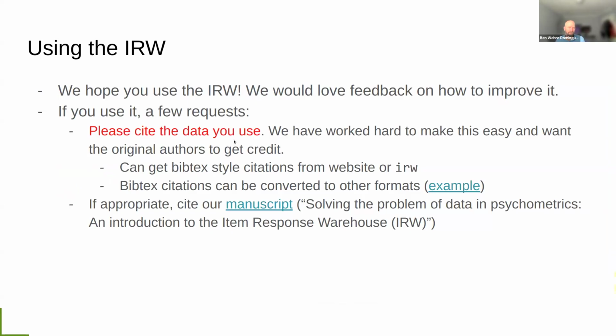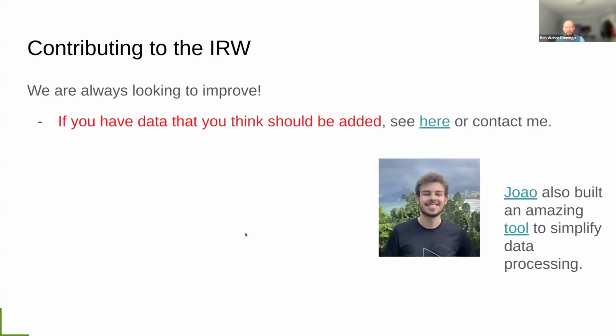My concern is that if people don't get credit when other researchers are using their data, they're not going to want to include it. And so we've built functionality that allows you to easily generate citations. We have that functionality both on the website and in the R package. It's really important, I think, that you cite the data and let us know how we can make that easier, but that would be my main thing. That's why it's in red. If you want, and it's appropriate, you can also feel free to cite our manuscript, but that's much less important.